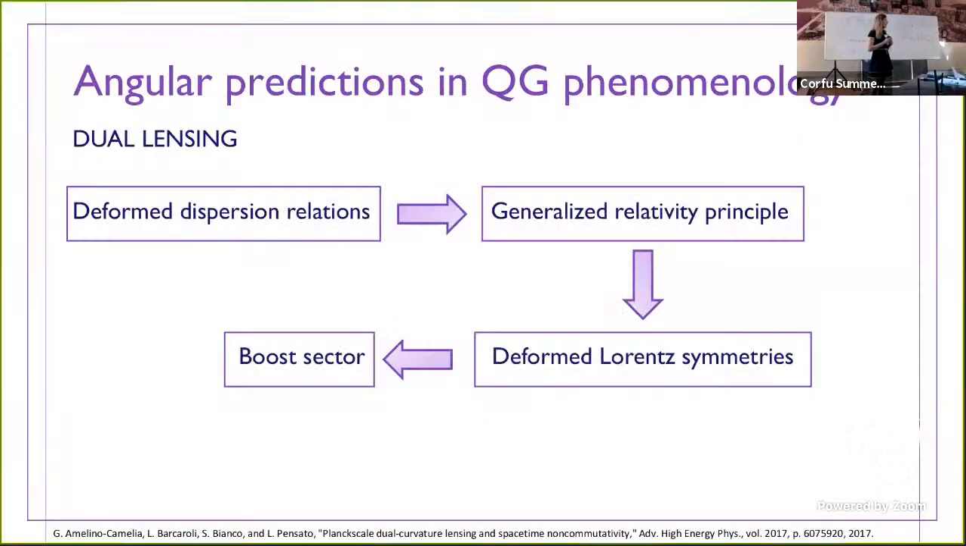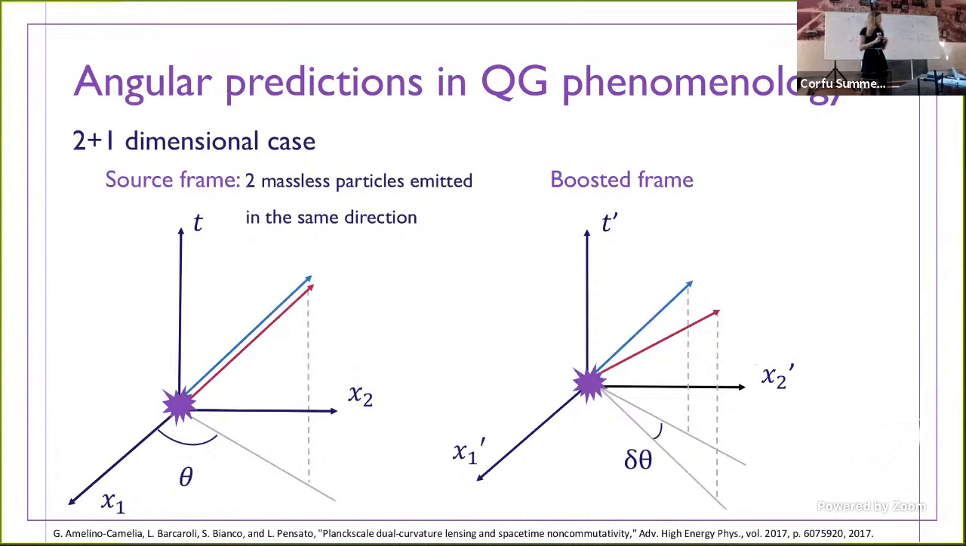So let us consider one of these effects, which is known as dual lensing, and which arises in the context of deformed dispersion relations for frameworks which generalize the relativity principle by considering deformed Lorentz symmetries that are compatible with our dispersion relation. In particular, dual lensing arises from the deformation of the boost sector of the Lorentz group. So again, we consider a 2+1 dimensional case, and we consider a source which emits 2 massless particles, so for example, 2 photons, a hard one, so a high energy photon here represented in blue, and a soft one here represented in red, under the same space direction.